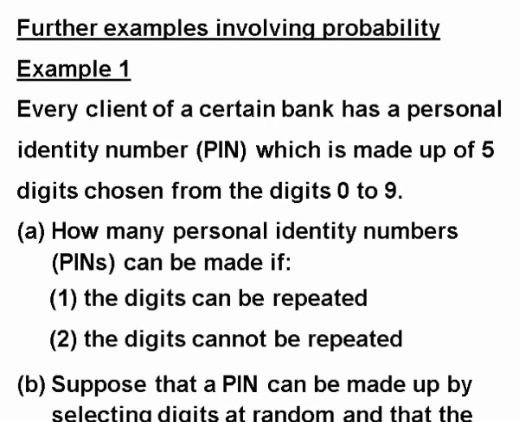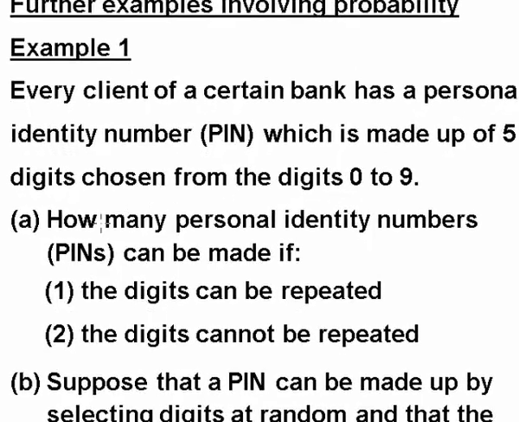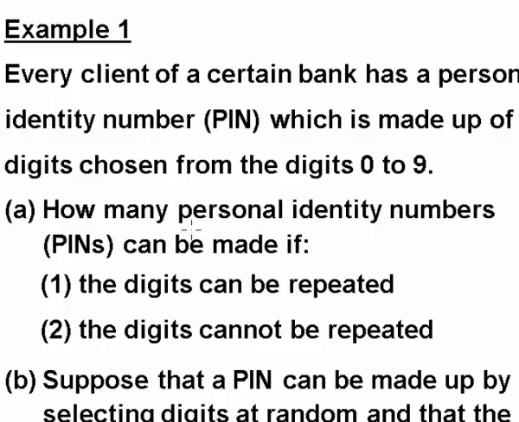Okay, let's look at some further examples, but now let's bring in probability. Look at this example. Every client of a certain bank has a personal identity number referred to as a PIN code, which is made up of 5 digits chosen from the digits 0 to 9. There's 10 of them. If you go from 0 to 9, it'll be the 9 and the 0, which makes up 10. How many personal identity numbers or PIN numbers or codes can be made if the digits can be repeated or if they cannot be repeated?